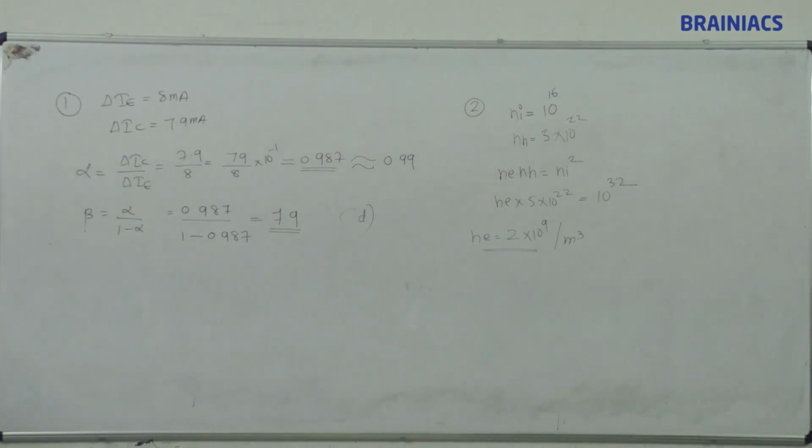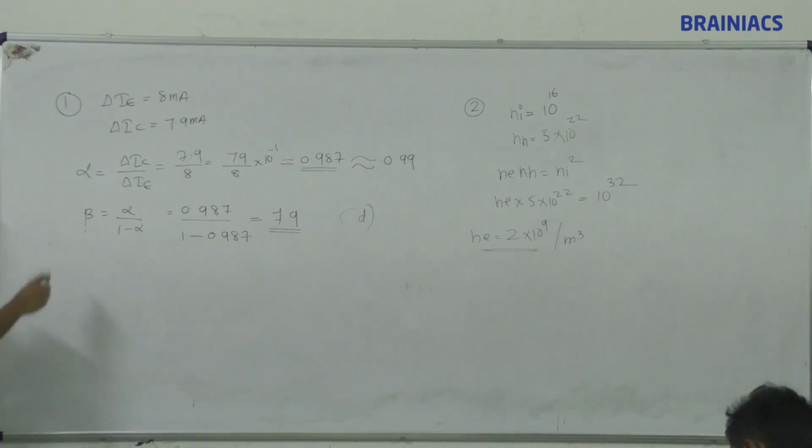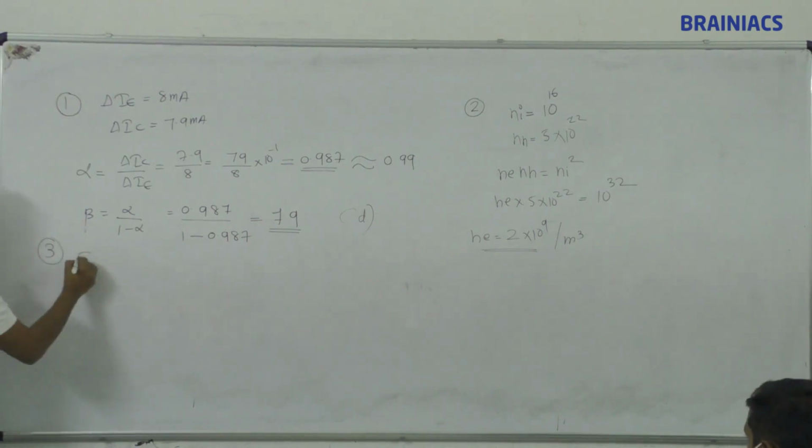Okay, finished up. Third question. Third question is a theoretical question. For an LED to emit light in the visible region of the electromagnetic spectrum, it should have an energy gap. How to find out the energy gap? The energy gap has to be found.